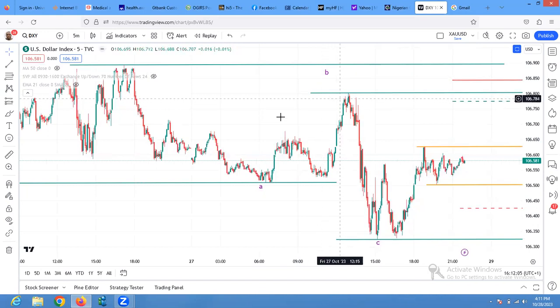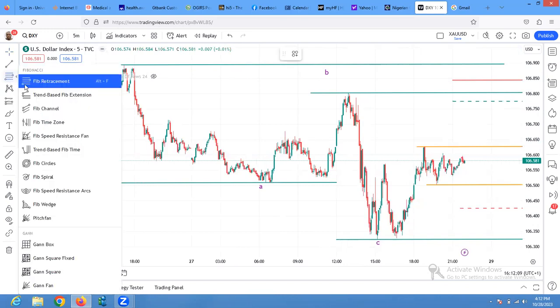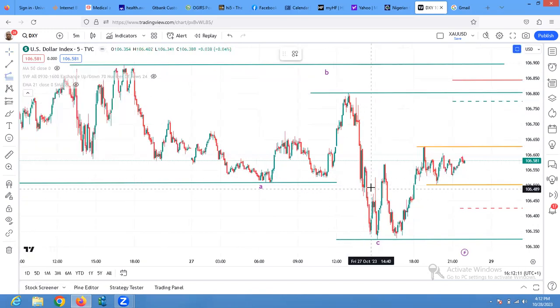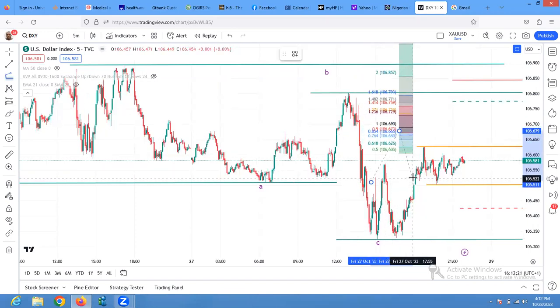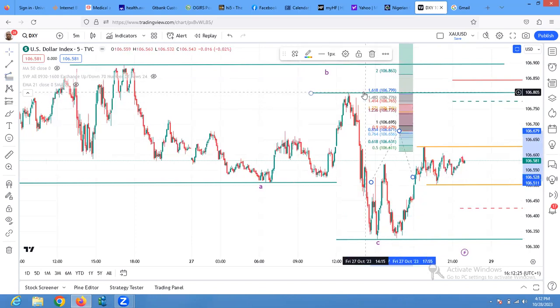The extension here, what is it? So we've got to look at the extension. What is it going to give us here? From here down to here. So this is about 61.8, 161.8.